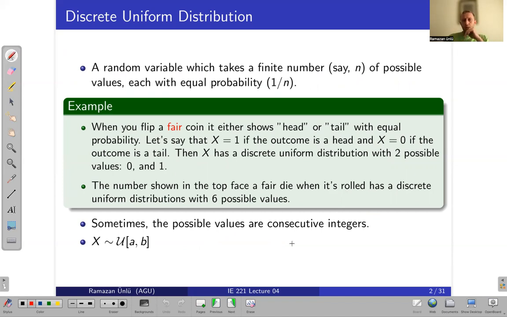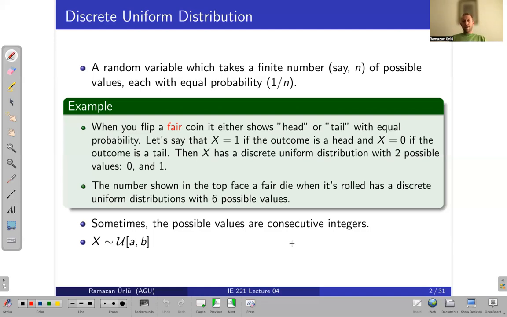Let me give you an example. When you flip a fair coin, it either shows head or tail, right? And each of them has an equal probability. Then if we encode them as 1 and 0, we can say that the random variable x has a discrete uniform distribution with two possible values. Why? The outcomes are discrete and they have equal probability. That's why x has a discrete uniform distribution.